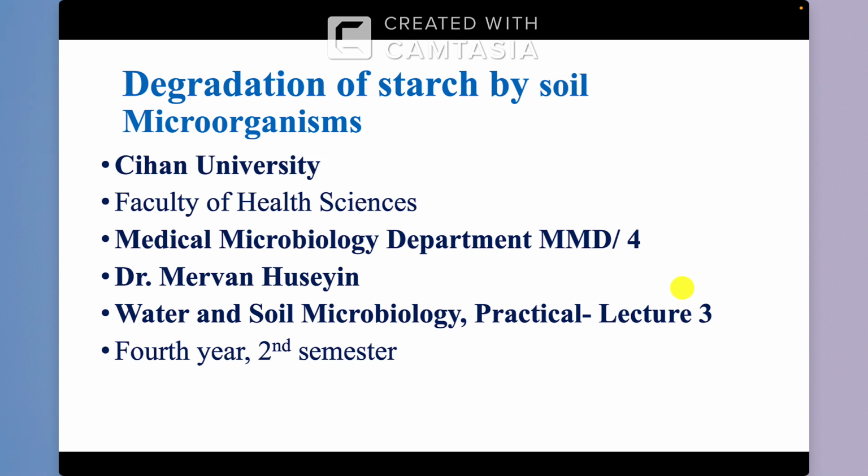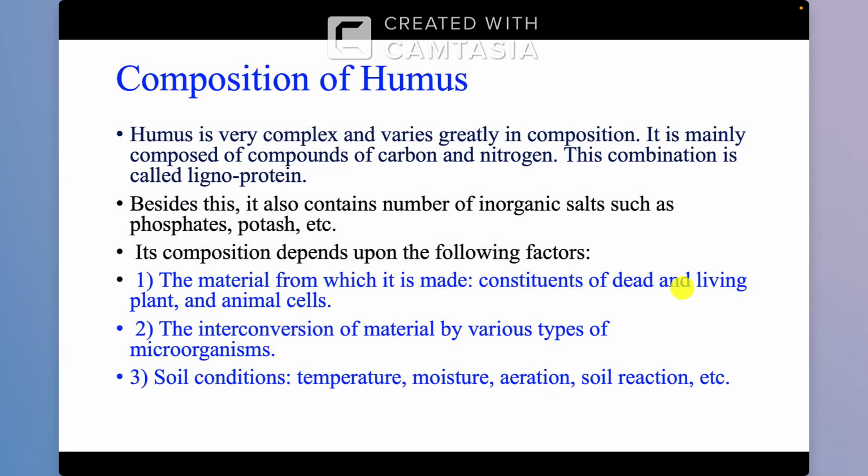This is Lab 3. Today is the detection of degradation of starch by soil microorganisms. The soil has a very rich and complex composition, and there are varieties of microorganisms in the soil, all types of microorganisms, and they have a lot of roles and importance in the soil.